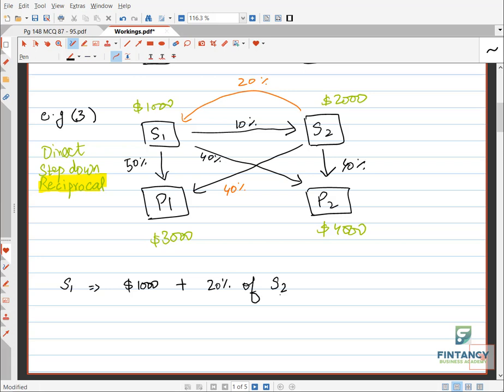Okay. S1 is how much? S1 is 1000 plus 20% is coming from where? S2. If I want to create the equation for S2, what you will say? S2 is 2000 plus 10% of S1, right? S2 is how much? S2 is 2000 plus 10% is coming from where? S1. So these are two equations you have to create.